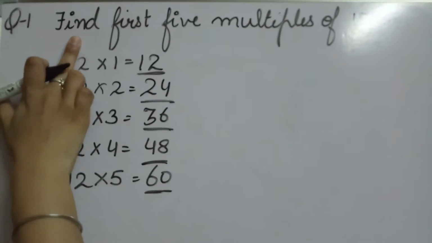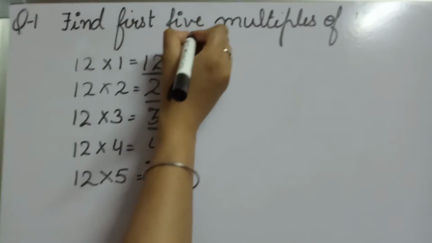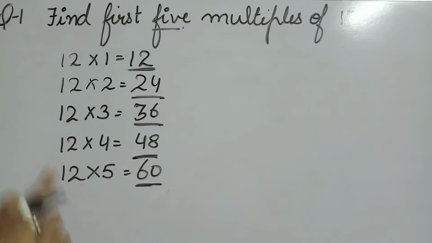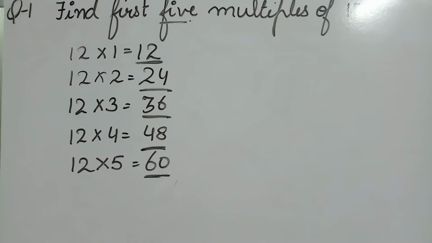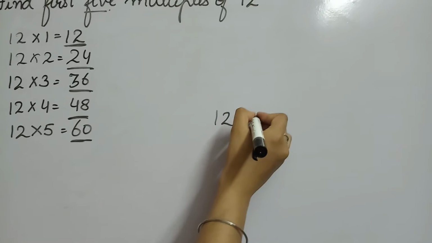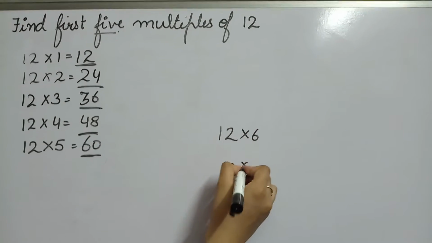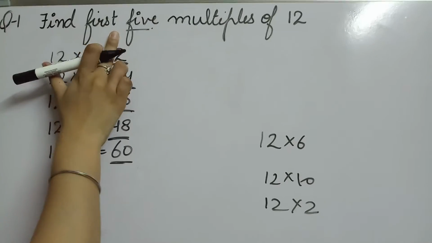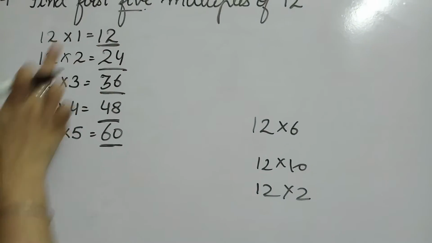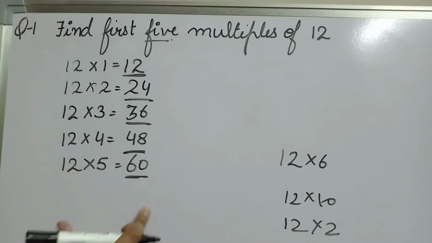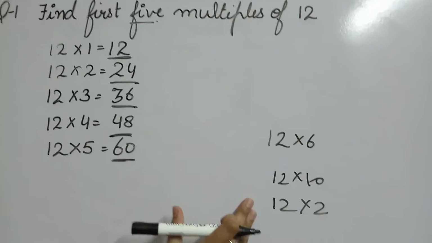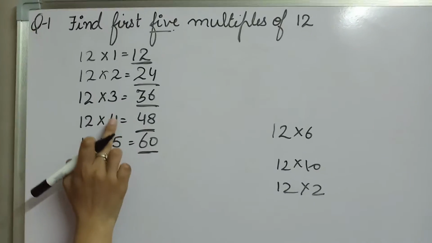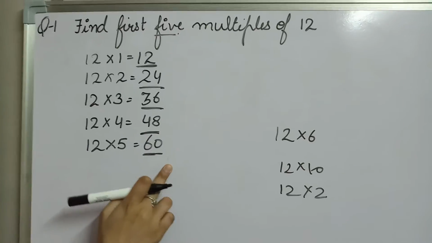In the question it was asked that you have to find the first 5, not any 5. If it was written any 5, then you can write down randomly, like suppose 12 6s are, 12 10s are, 12 2s are. But now here it is written first 5, so you have to find the first 5 only, not any 5. 1 2 3 4 5, these are the first 5 multiples.